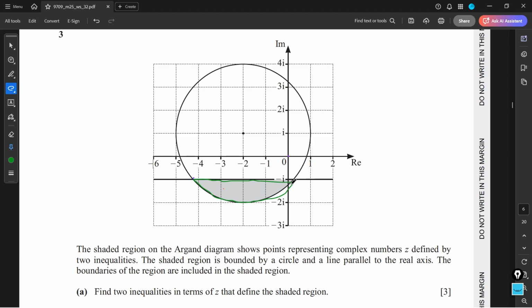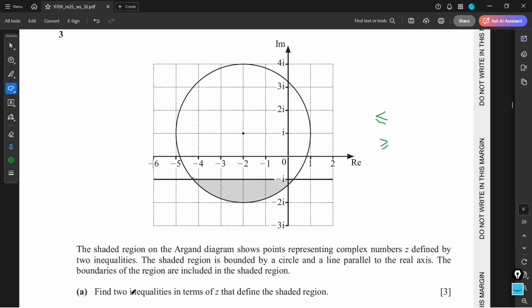The boundaries of the shaded region, that is this part and this part, are included in the shaded region, which means that in the inequality that represents this shaded region, the inequalities will be inclusive. If I'm using less than or greater than sign, I'll need to use less than or equal to, or greater than or equal to, to include the points that are present on the boundaries of the shaded region.